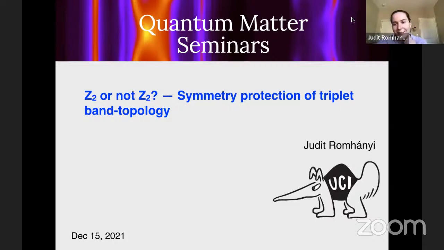So in this talk, I'm going to ask this question whether one can have Z2 band topology in the bands of magnetic excitations, and discuss a little bit about the symmetry protection of a specific example that we take, which are triplet excitations in a quantum paramagnet.